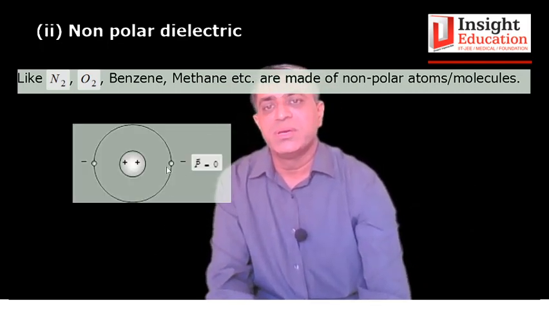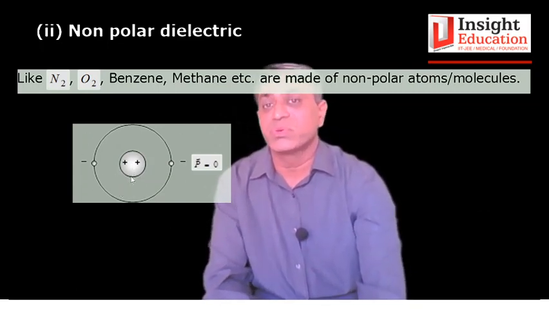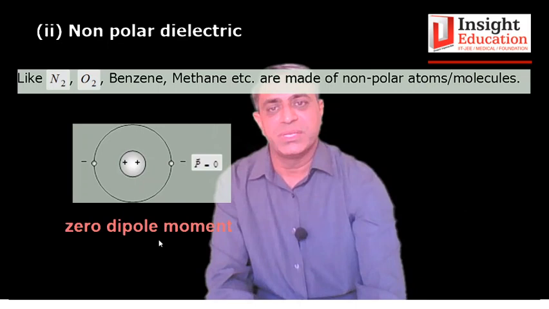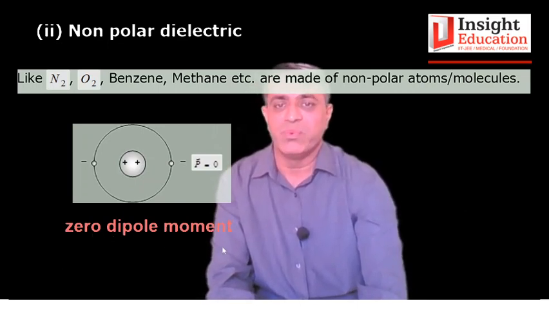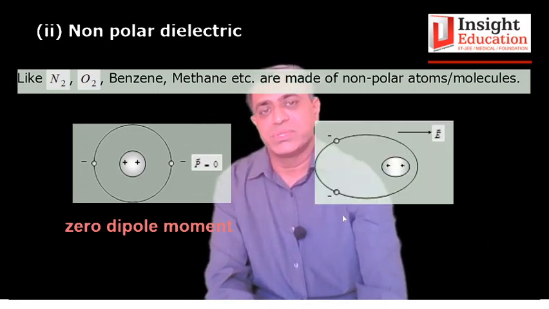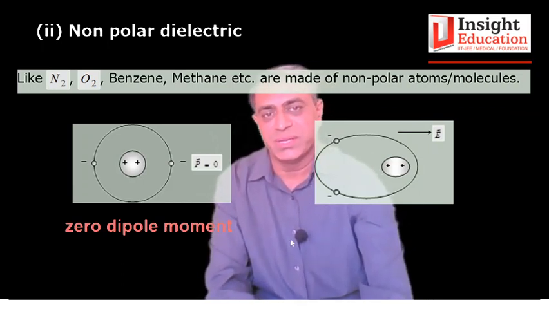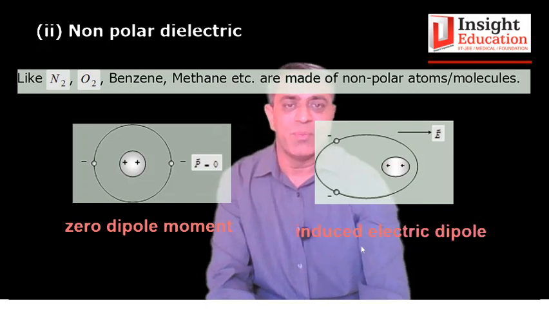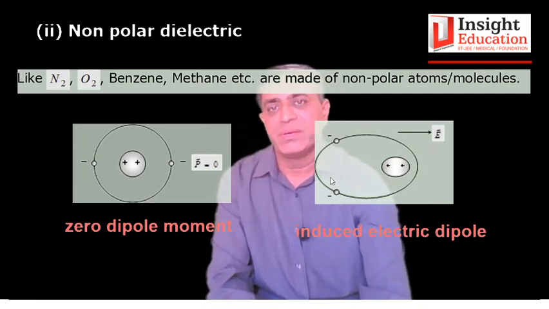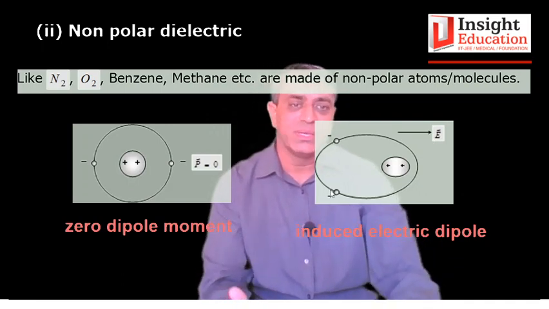In normal situation, the center of positive charge and the center of negative charge both coincide at a point. So the net dipole moment in normal situation is 0. But when it is exposed to an electrical field, the center of positive charge and the center of negative charge will move away from each other. So it will create a dipole moment, and this dipole moment is called an induced electric dipole. So whenever this non-polar dielectric material is exposed to an electrical field, it will induce an electric dipole.